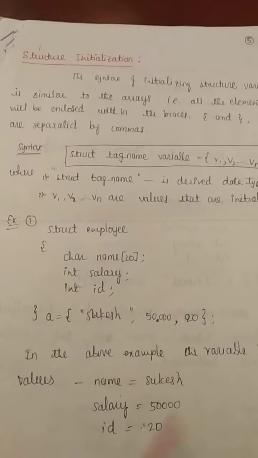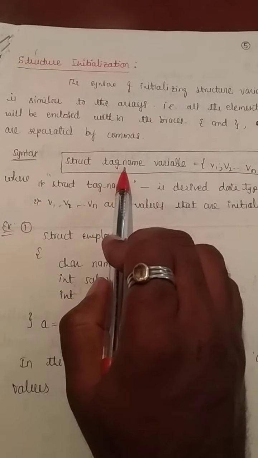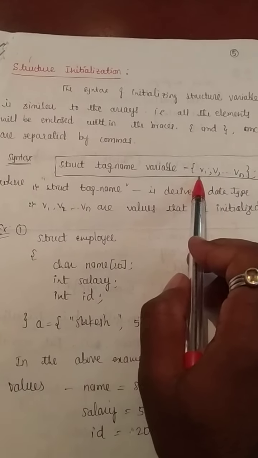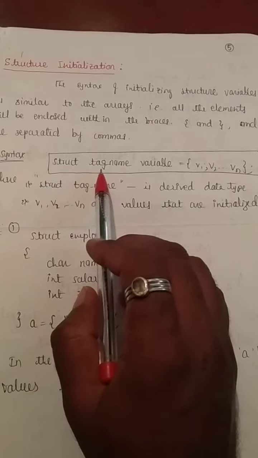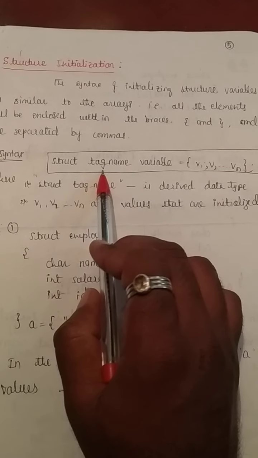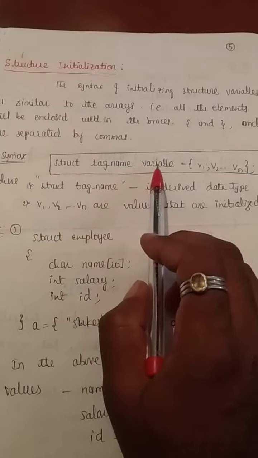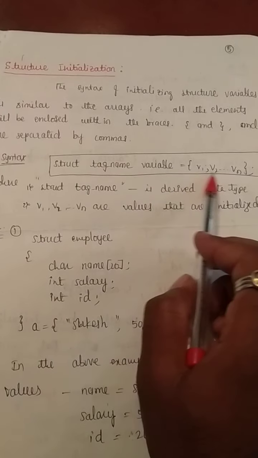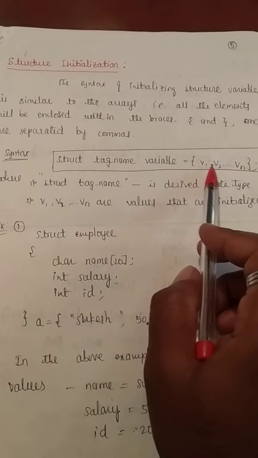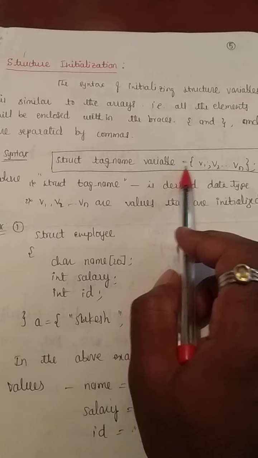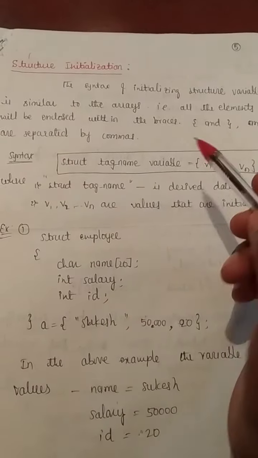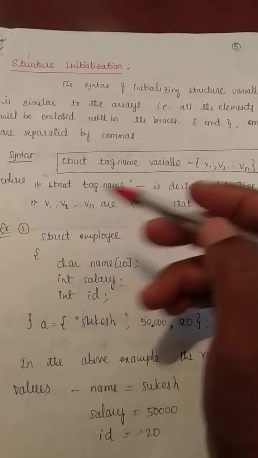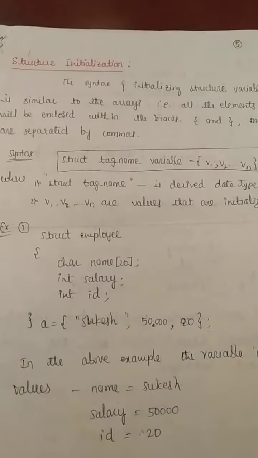So the syntax says: struct tag_name variable = {value1, value2, up to value n}. Got it? Struct is the keyword, and the tag name is optional sometimes, so you can use a tag name here. Then the structure variable is equal to n number of values you can assign. See, the equal operator is here. You can assign the values to the respective structure variable.